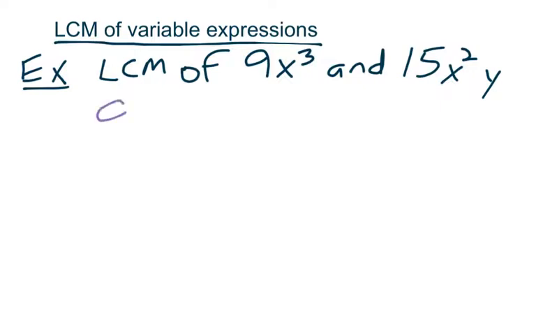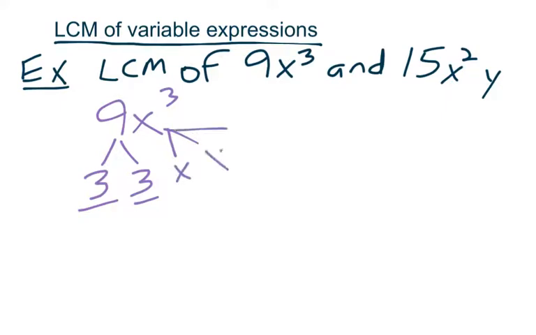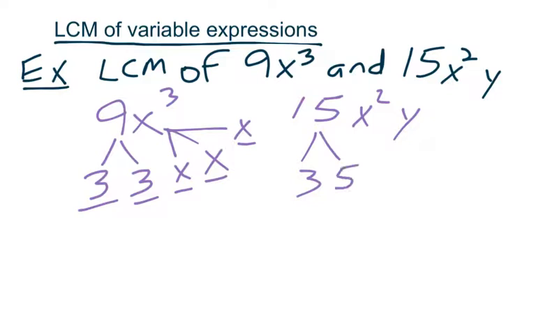So 9x cubed, and 9 gives me 3 and 3, and they're prime, and x to the third gives me x times x times x. Now those are broken down all the way, so I underline them. And then for 15x squared y, I have 3 and 5 for 15. And then x and x. And then just the y.